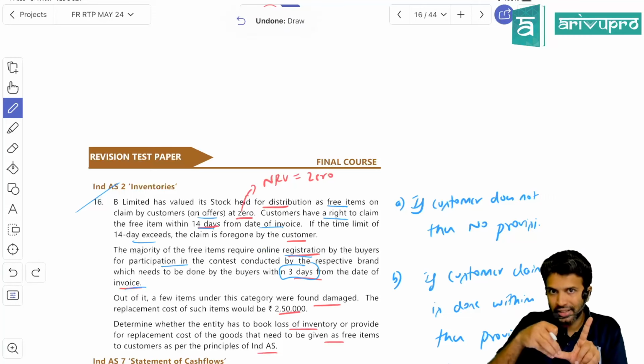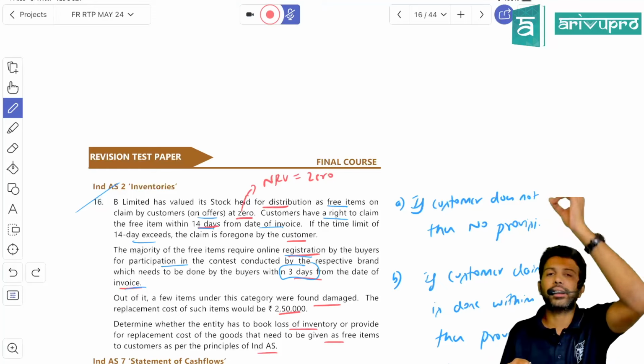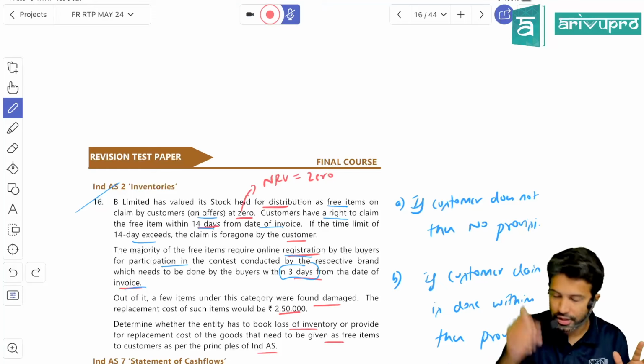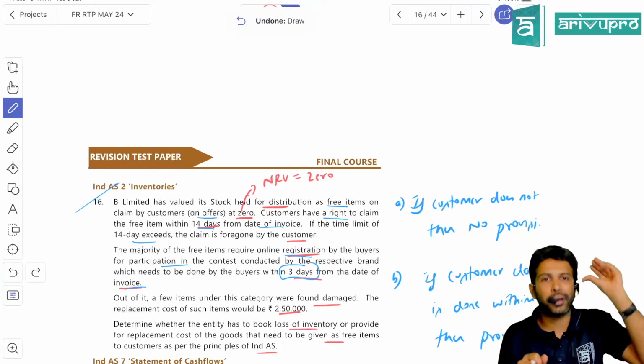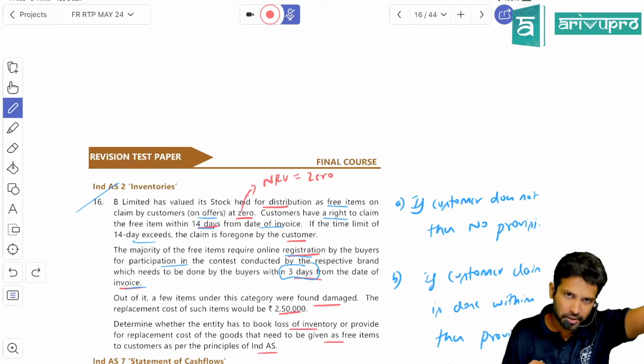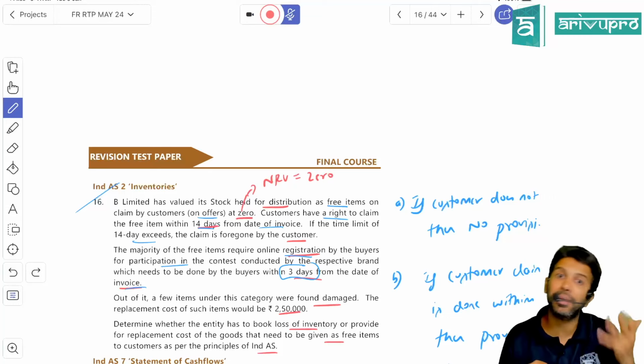Today, if we sell the goods to him, right? He has to make an online registration for this free item within 3 days. So within 3 days from the sales date, they have to make a registration. Within 14 days from the sales date, they need to claim. If both of them are satisfied, we will give them the free item, otherwise not.